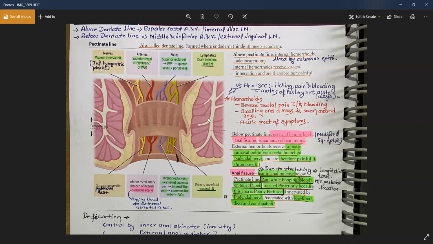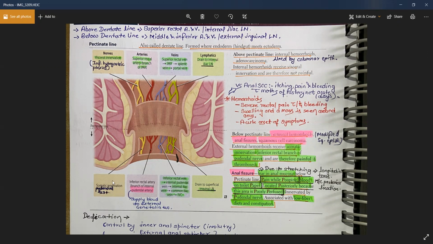Above the pectinate line, you will get the adenocarcinoma because of the columnar epithelium. Below the pectinate line, you will have the stratified squamous epithelium, non-keratinized type. That's why you will have a squamous cell carcinoma. So squamous cell carcinoma below the pectinate line, adenocarcinoma above the pectinate line. You will also have anal fissures below the pectinate line, not above. And all these conditions are very much painful because of the somatic innervation.